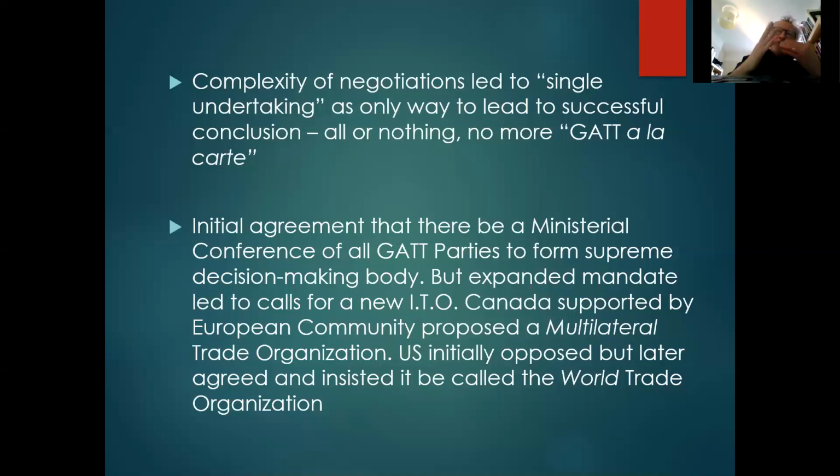So in time, over the course of the Uruguay round, it was agreed that the GATT Secretariat would be upgraded to become the World Trade Organization in the same building. So the staff didn't have to move, but of course it meant a big expansion. And of course, the World Trade Organization has powers and jurisdiction much bigger and wider than the GATT Secretariat ever had.